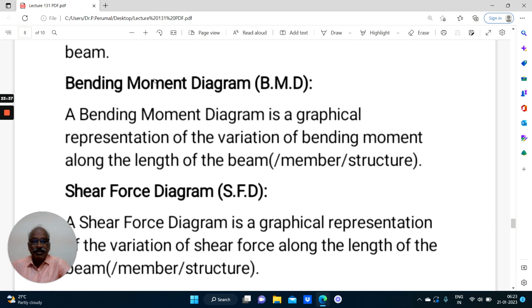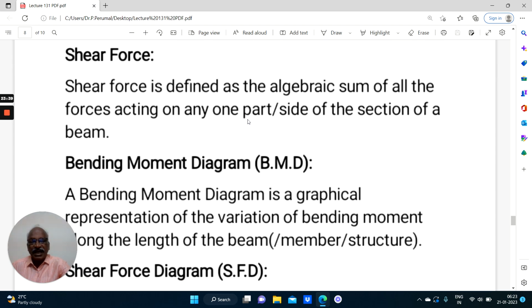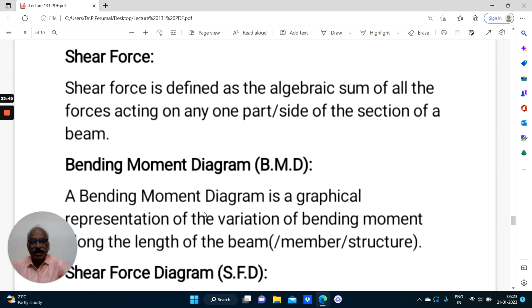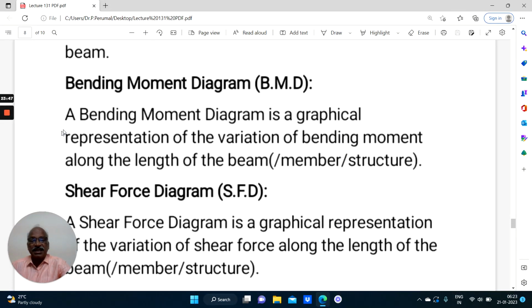Now, next is the bending moment diagram. We will be calculating the bending moment and the shear force at various points along the length of the beam, and we will be just plotting. It is a graphical representation. Bending moment diagram is a graphical representation of the variation of bending moment. Suppose a beam is of 5 meters length, subject to different kinds of loading.